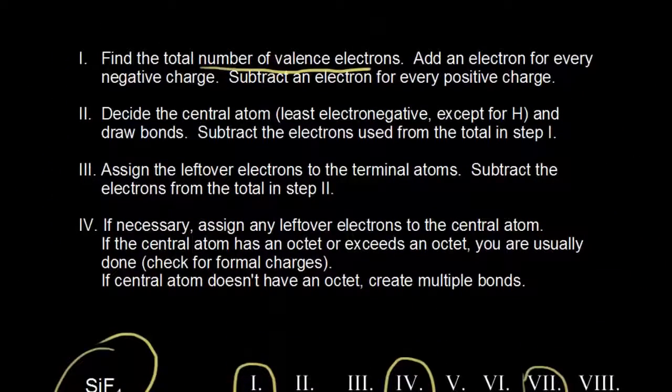So we figured out how many valence electrons we need to account for our dot structure. We don't have any kind of charges, right? So we don't need to worry about the rest of step 1 here. We move on to step 2, where we decide the central atom of our dot structure.